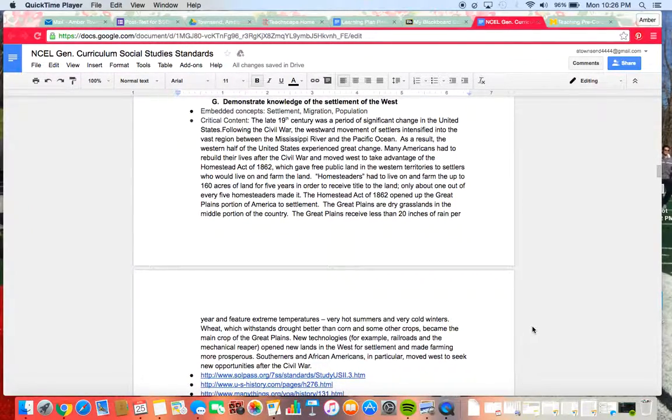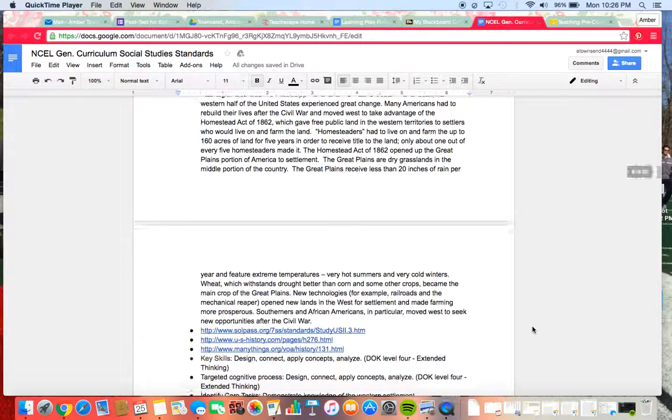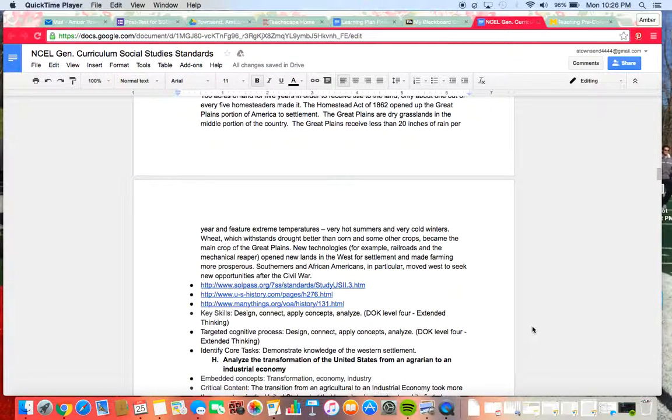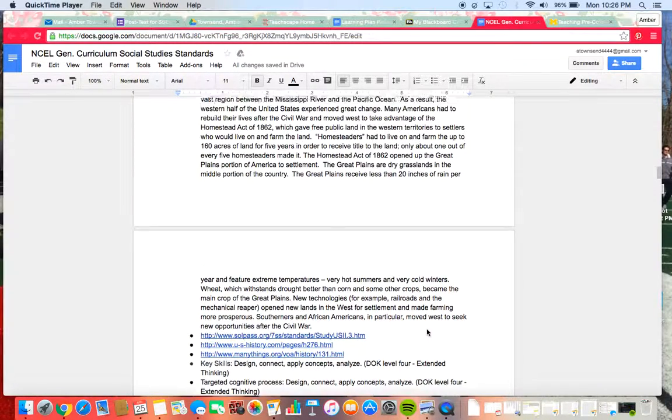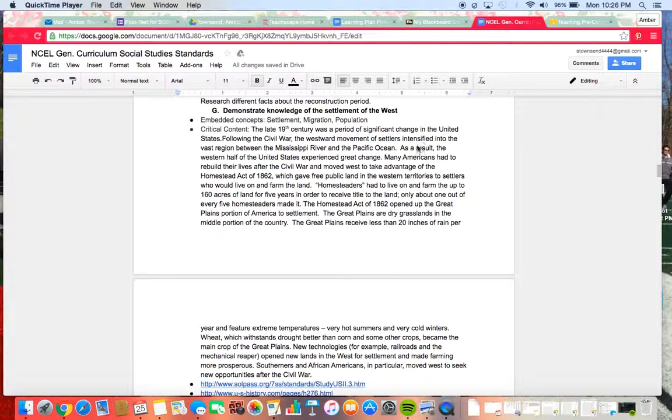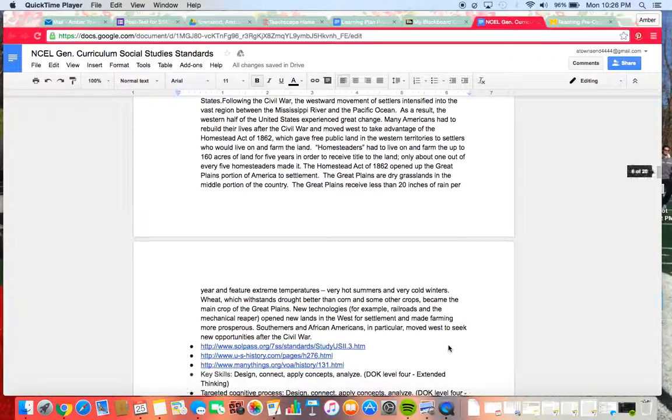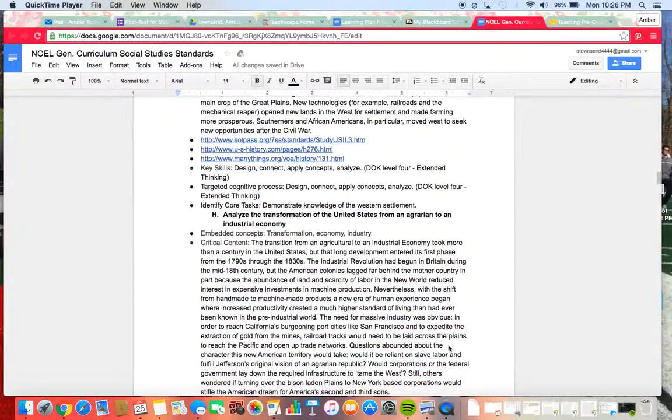The next one is to demonstrate knowledge of the settlement of the West. And the task that I pulled from that was to demonstrate knowledge of the Western settlement. So all these websites right here are really great for this. And then we have good content right here about the Western settlement, which you can read about, and it gives you some dates and everything.